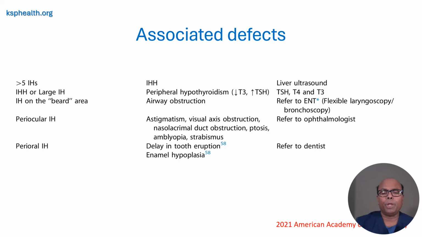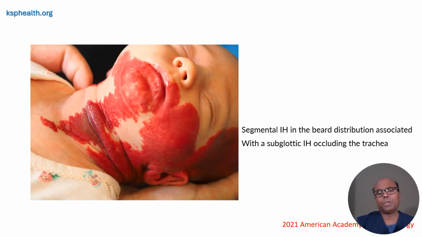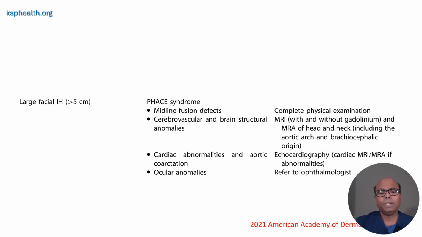When the hemangioma is periocular, associated with lots of abnormalities, the patient needs to be referred to an ophthalmologist. When there is a perioral hemangioma, often associated with delay in tooth eruption and enamel hypoplasia, it needs referral to the dentist. This is a picture of hemangioma involving the beard region. It is associated with subglottic hemangioma that could be life-endangering. When there is a large facial hemangioma, look for midline fusion defects. So complete physical examination is necessary.